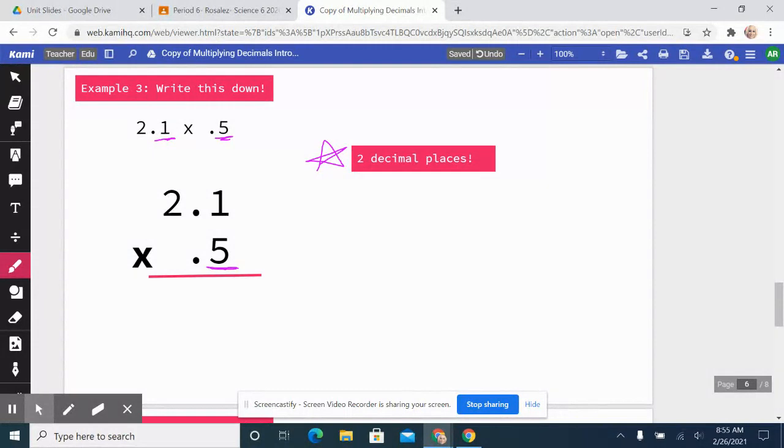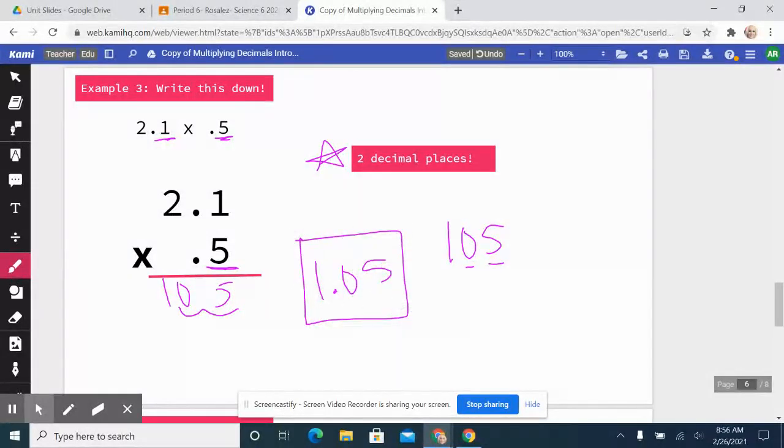So now I'm just going to do my math. So 5 times 1 is 5. 5 times 2 is 10. And I get 105. Now I need to move my decimal over 2. So it needs to go 2. And I end up at 1.05. And that is how you solve that one.